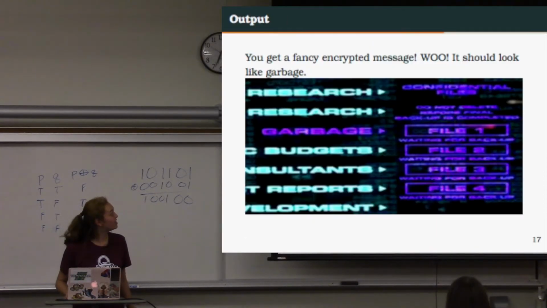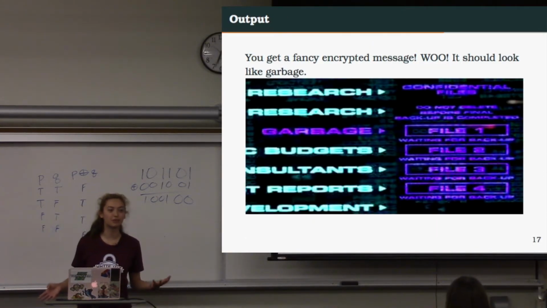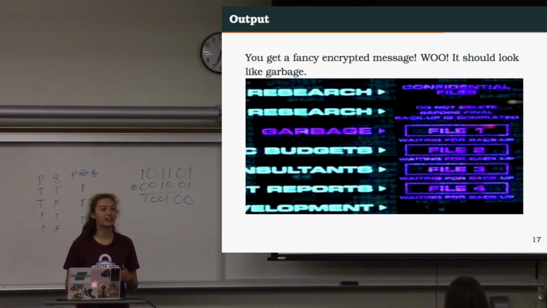OK, cool. So the output, like most cryptographic functions, should look like weird garbage to anybody who doesn't know how to go back. And going back is a kind of different thing that I'm not going into in this talk.